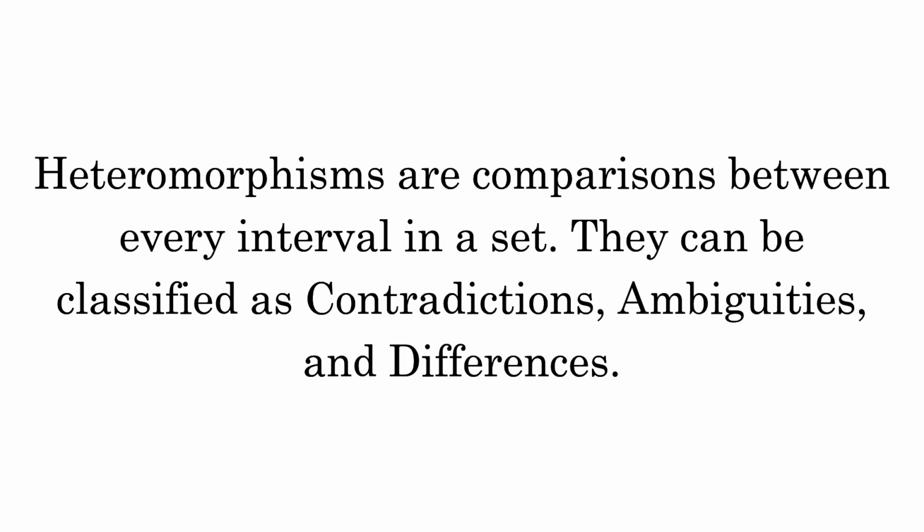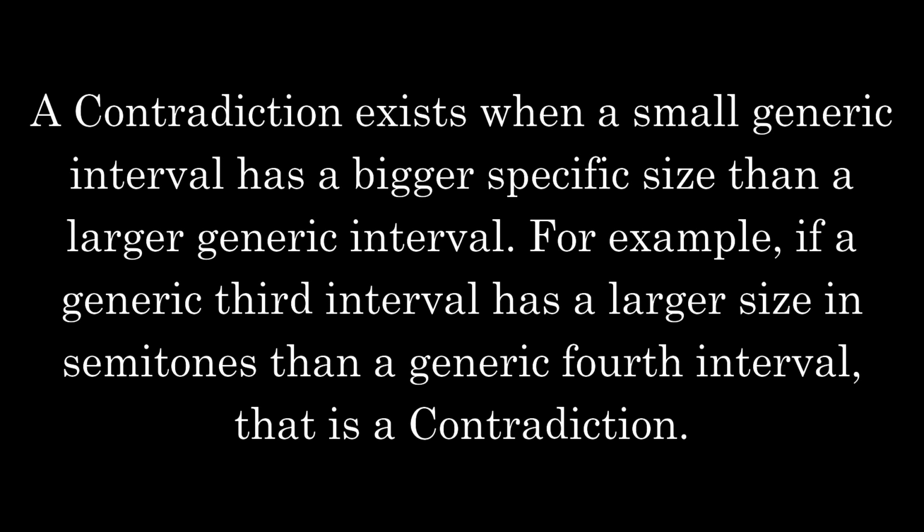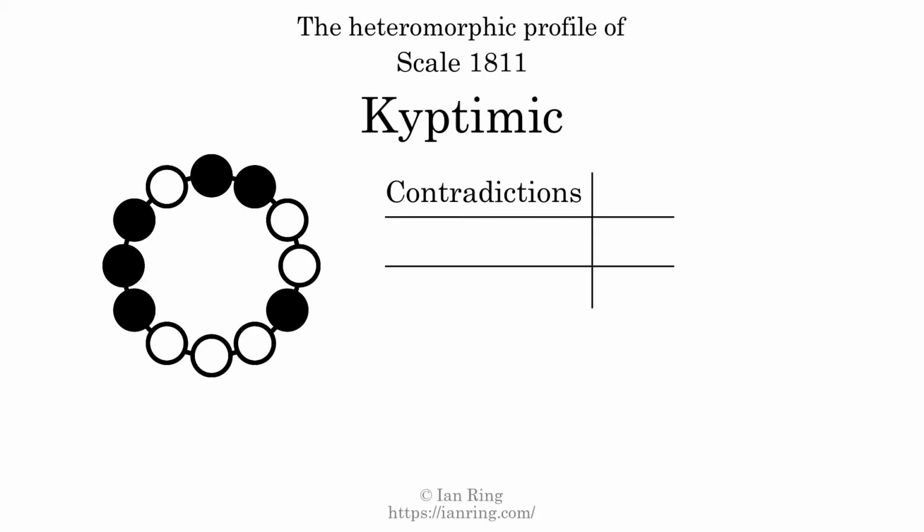They can be classified as contradictions, ambiguities, and differences. A contradiction exists when a small generic interval has a bigger specific size than a larger generic interval. For example, if a generic third interval has a larger size in semitones than a generic fourth interval, that is a contradiction. The number of contradictions in this scale is 21.